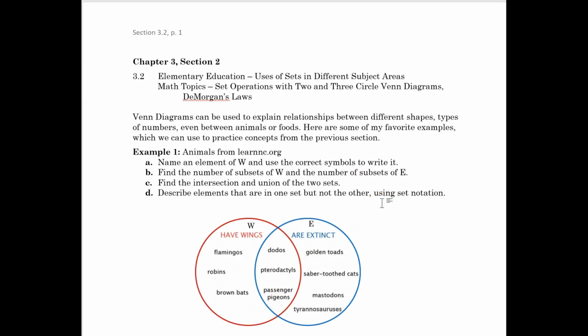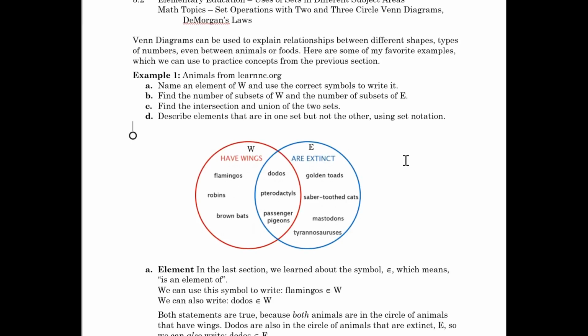So the first thing I'd like you to do is think of an element of the set W, have wings, and how you would write it using the correct symbol. If you want, you can pause the video and think about it now. So if you want to write is an element of, that's the funny E symbol.